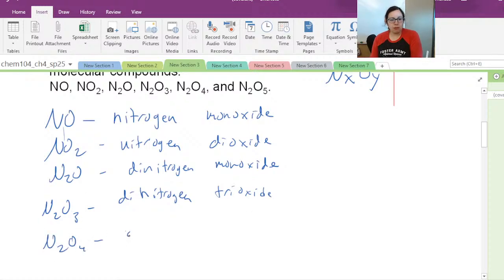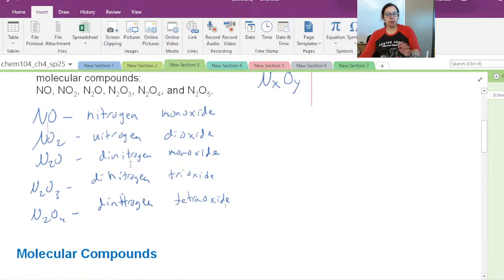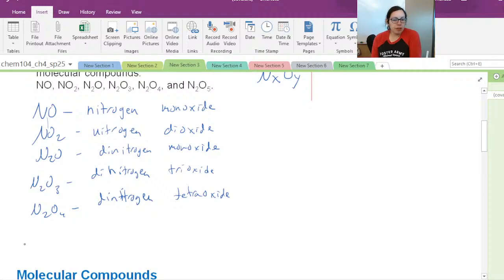So N2O4, again, dinitrogen tetraoxide. And finally, the last one on this list, so N2O5, once again, dinitrogen, and now pentaoxide.